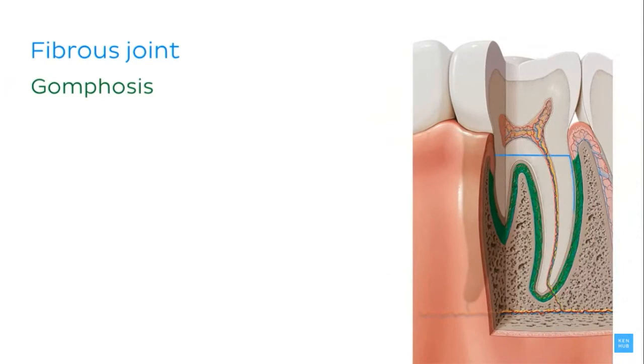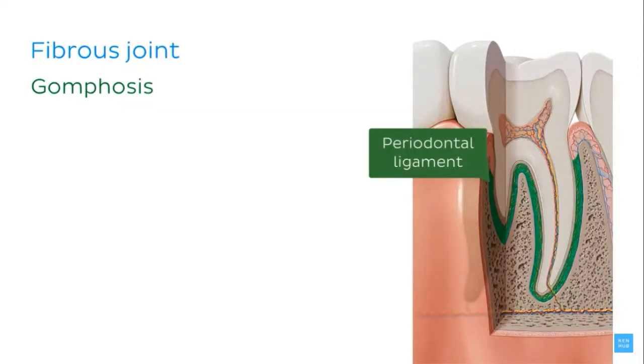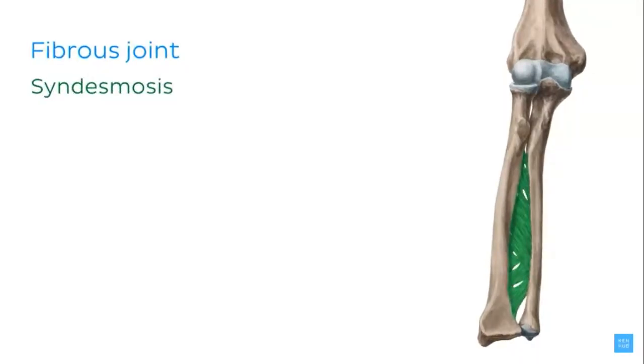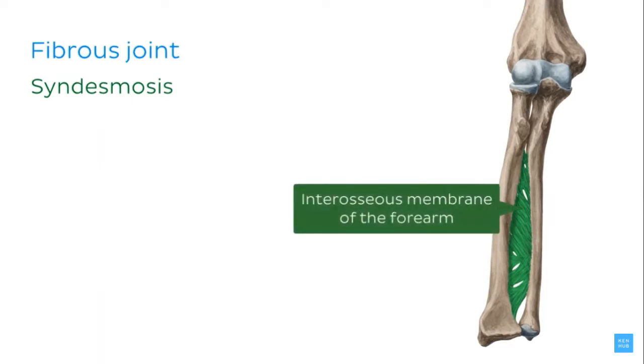Next, we have a gomphosis, which is found in the mouth, where the roots of the teeth articulate with the dental alveoli at the dental alveolar joints. The tooth is bound into its socket by the strong periodontal ligaments, which we can see here highlighted in green. Lastly, we have a syndesmosis, which is formed by ligaments and a strong membrane that holds two bones in place. We can see an example of this here, where the interosseous membrane runs between the radius and the ulna.